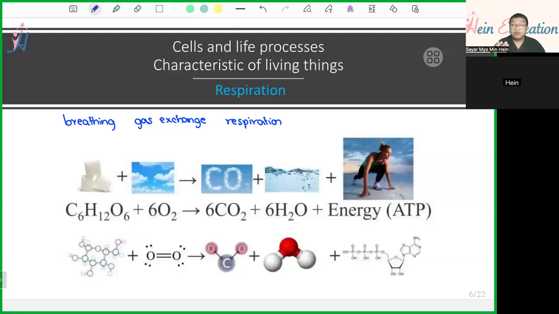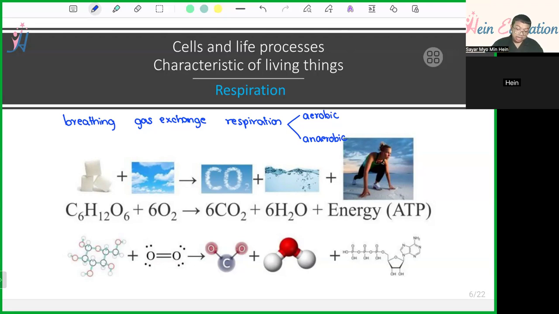Breathing is just when we breathe in and breathe out, which happens at our nostrils or our nose. Gas exchange happens in the alveoli of our lungs, where carbon dioxide and oxygen are exchanged. But respiration happens in the cells, so it is also known as cellular respiration. In a later video, you will see that respiration can be divided into two forms, called aerobic respiration and anaerobic respiration. A simple way to memorize: aerobic respiration means with oxygen and anaerobic means without oxygen.